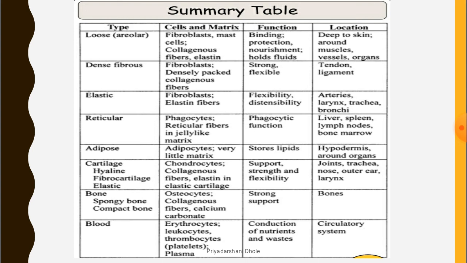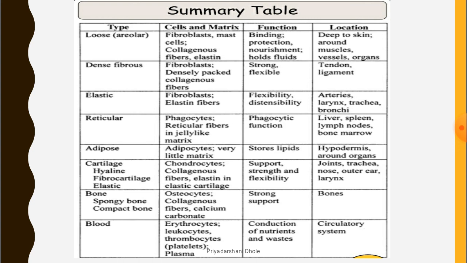Then dense fibrous tissue, which is made up of fibroblasts and densely packed collagen fibers. It is strong and flexible, and it is present in the tendons and ligaments. And next one is the elastic tissue. It is made up of fibroblasts and elastic fibers. What is the function? It gives flexibility and distensibility, and is present in the arteries, larynx, trachea, and bronchi. Then reticular tissue is made up of phagocytes, reticular fibers, and a jelly-like matrix, and the function is phagocytic. And location is the liver, spleen, lymph nodes, and bone marrow.